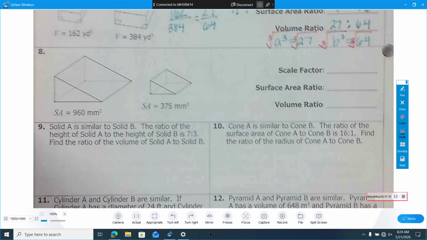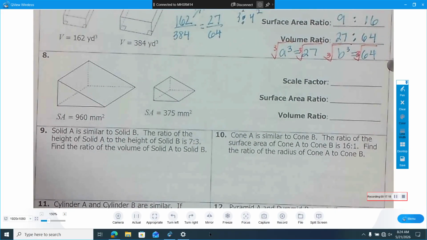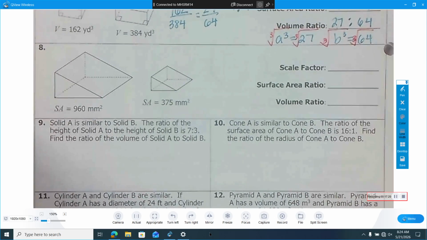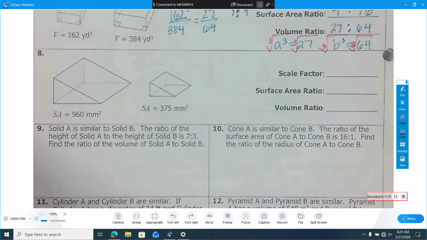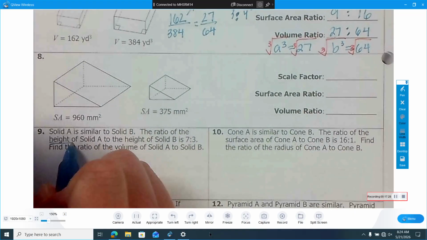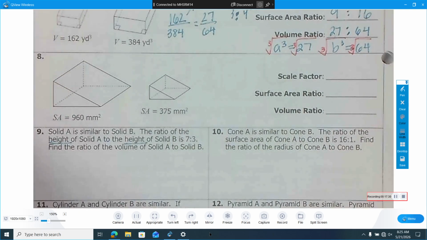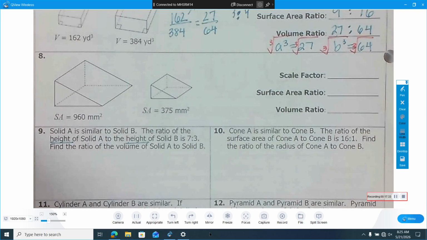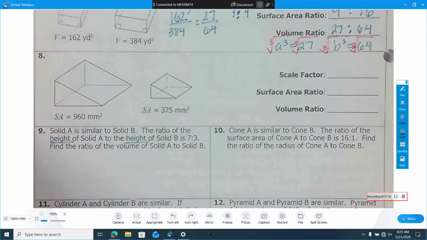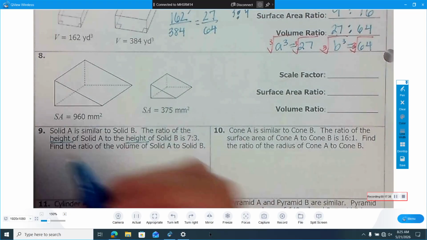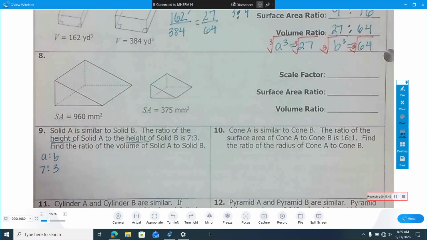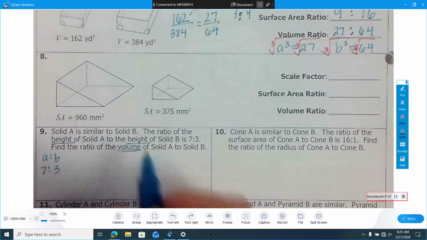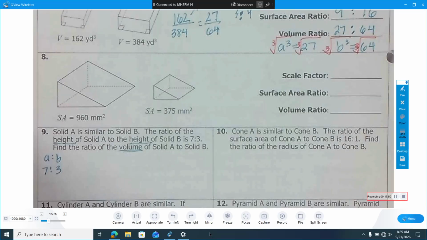Let's look at number 9. Solid A is similar to solid B. The ratio of the height of solid A to the height of solid B is 7 to 3. What information did they just tell us? Our scale factor, yeah. So A to B is 7 to 3. So that's our A and our B. We want to find the ratio of the volume of solid A to the volume of solid B.